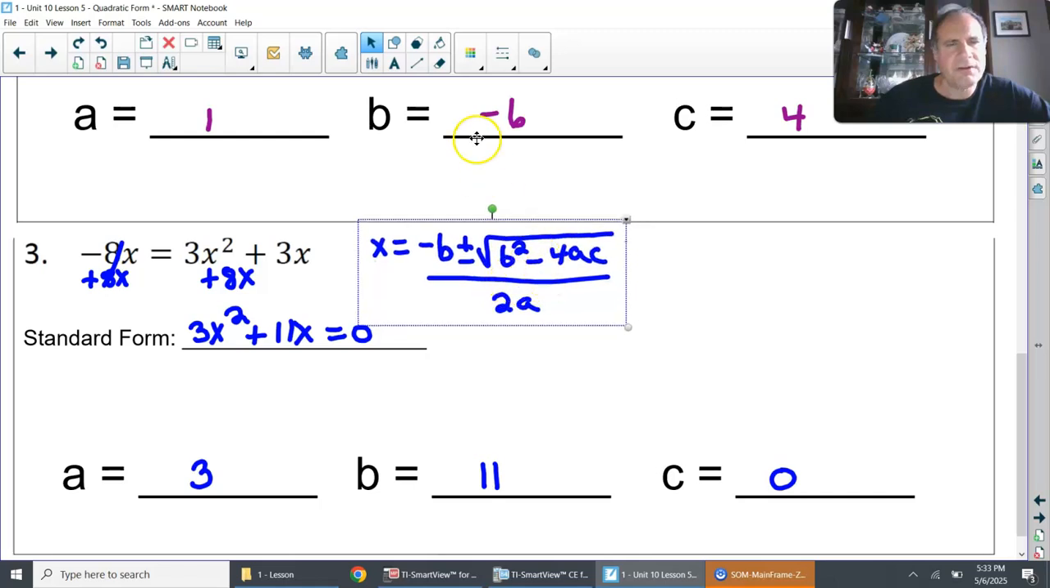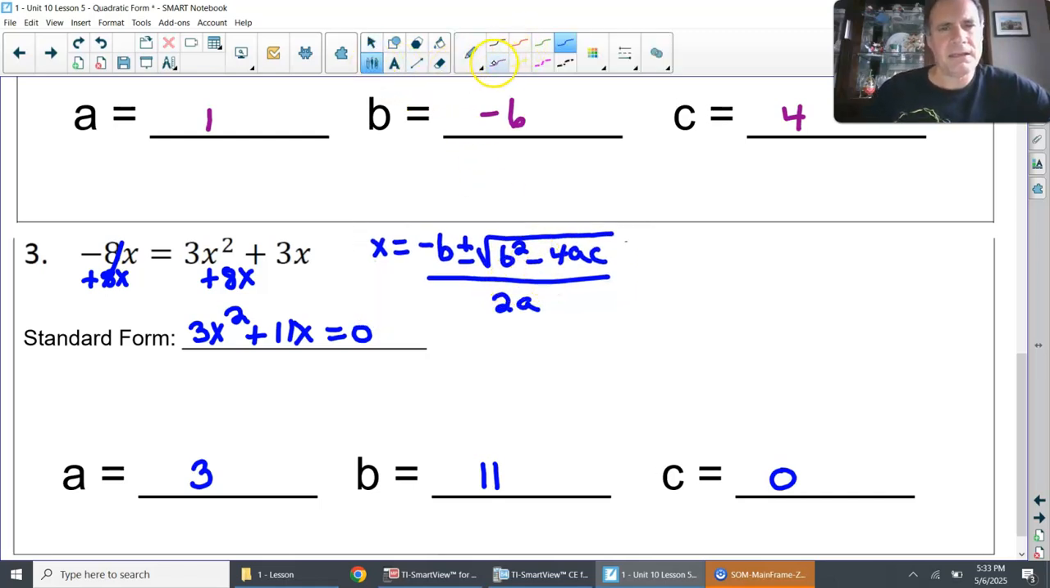Just going to move this over. And here is what we're going to put in. X equals... If they asked you, none of these questions ask you to do the quadratic formula. It's just putting it in standard form and identifying the A, B, and C. We're just going ahead and doing a little bit extra here.